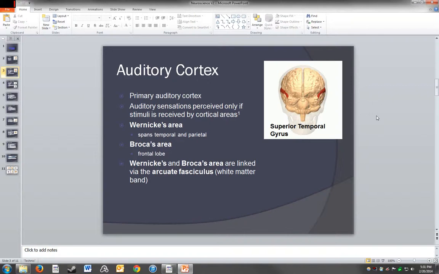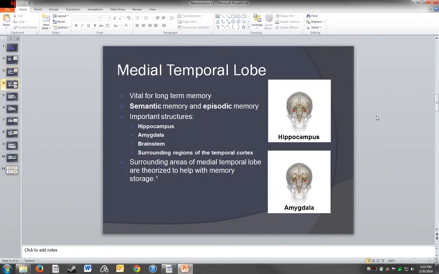There was a study where the patient could only say "ton," and they would say "ton" repeatedly. If the arcuate fasciculus is cut, the white matter band that connects the two, there's pretty severe dysfunction and speech production compromise. It's incredibly noticeable. Moving on to the medial temporal lobe.